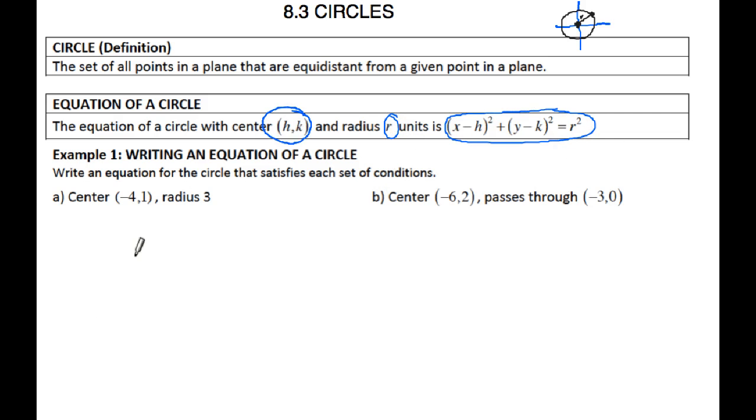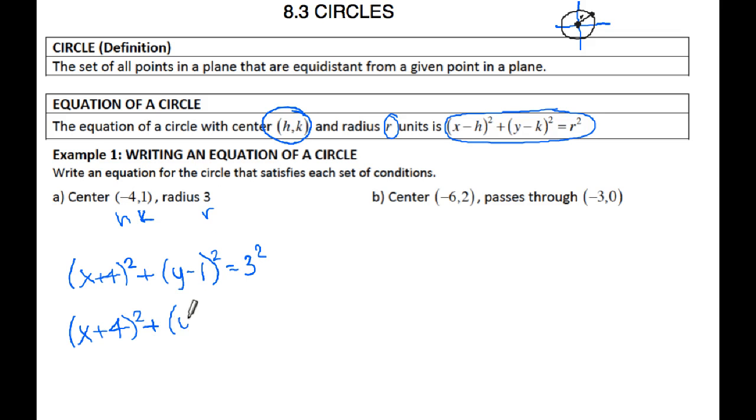So let's go ahead and jump to the example. My center is -4, 1, radius is 3. So right off the bat, I have h, k and r. Well, since I know h, k and r, I can just plug it in here. So I have x minus h, quantity squared, plus y minus k, quantity squared, equals r squared. Well, we know what 3 squared is, so I'm actually going to write it out as equals 9. So there's the equation for the circle that has a center at -4, 1 with a radius of 3.